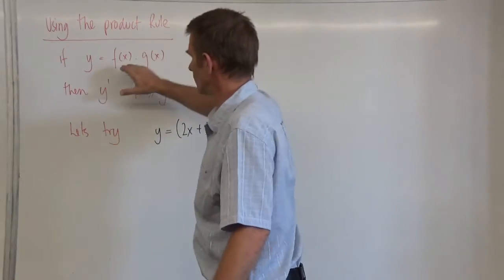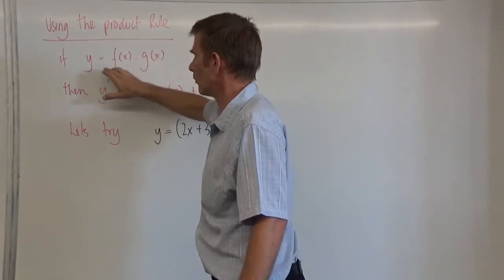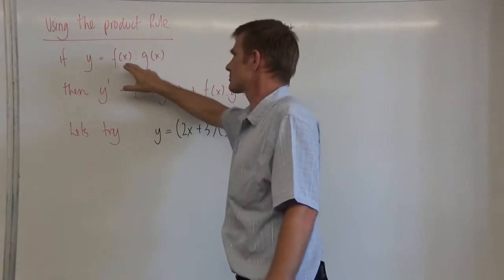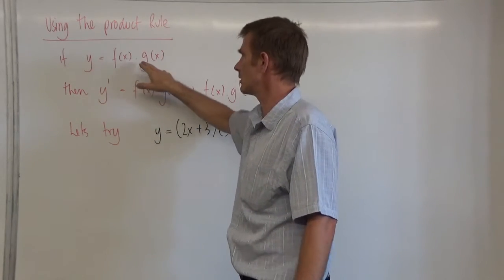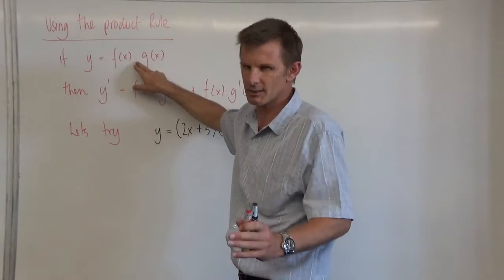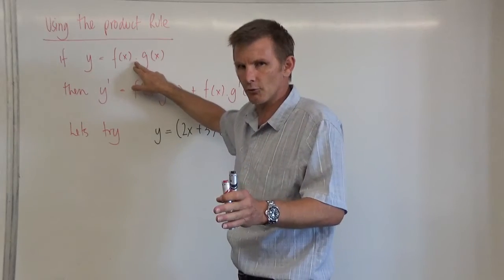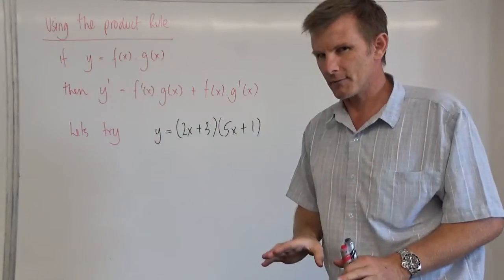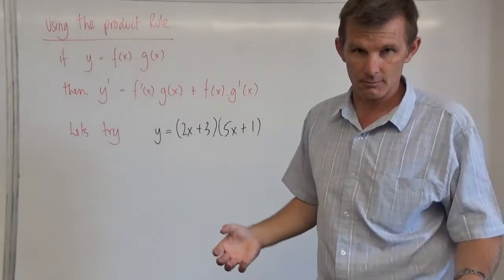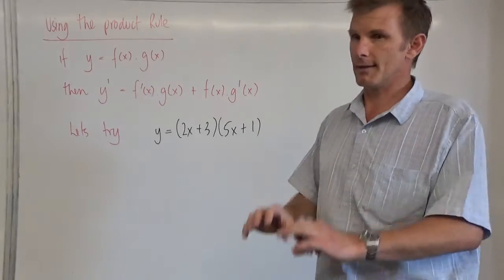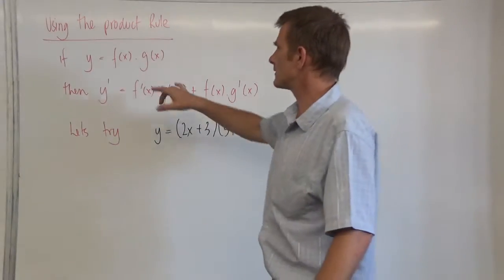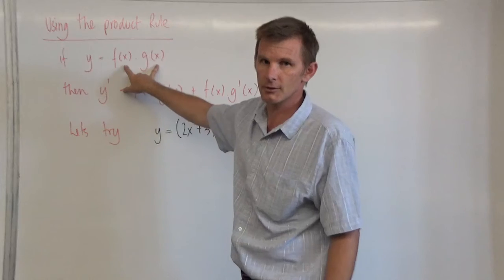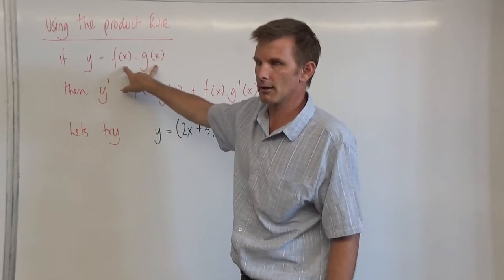So the product rule is for a function that is composed of two functions multiplied together. That's the spot. If you see two functions multiplied together, the product rule can be used. Now it doesn't have to be. Sometimes it's easier just to multiply something out first and then take the derivative. But if it's quite complex in these two functions, the product rule is going to make it a little easier.